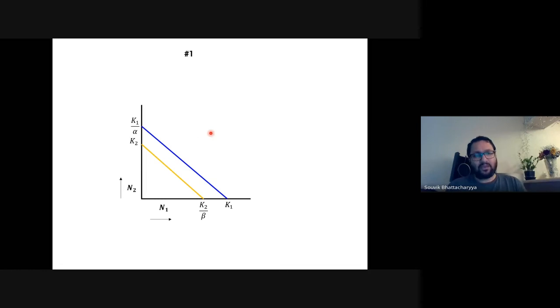So similarly, we can use this for species 2, and you can have four different scenarios.